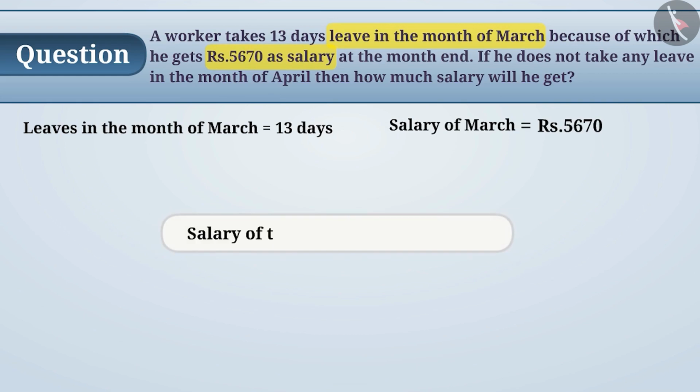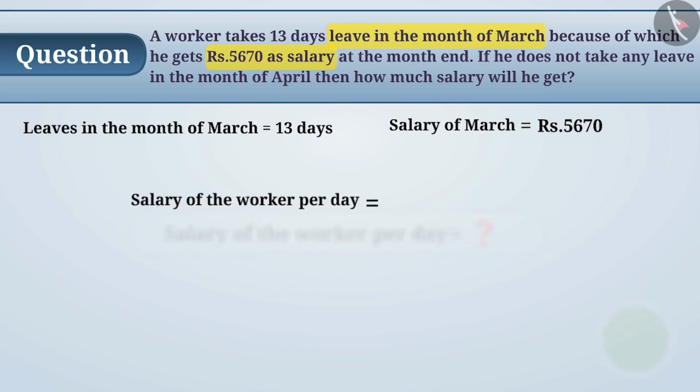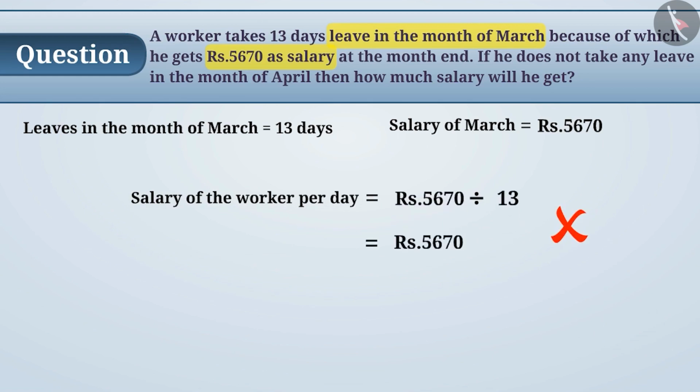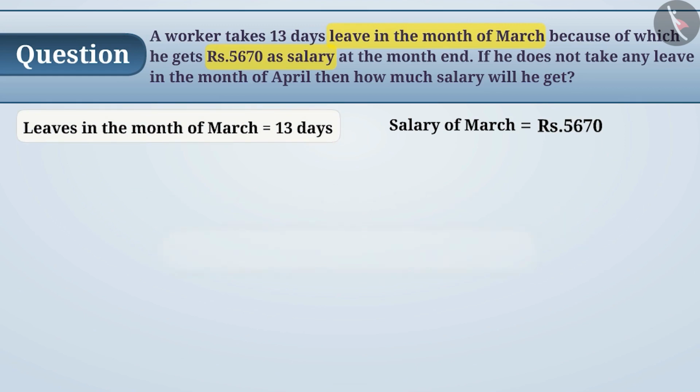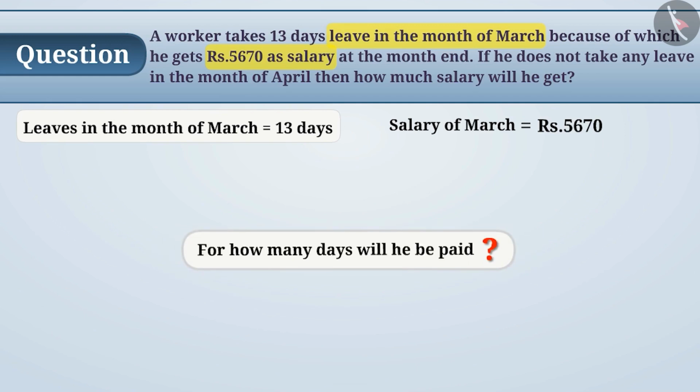Can you tell how we will find out his salary per day? Think for a while. Let me tell you. Here, it will be incorrect to divide 5,670 by 13 because the salary is given according to his working days. The salary of 13 days is deducted because he is on leave. Can you tell how many days he will be paid for? Think about it.